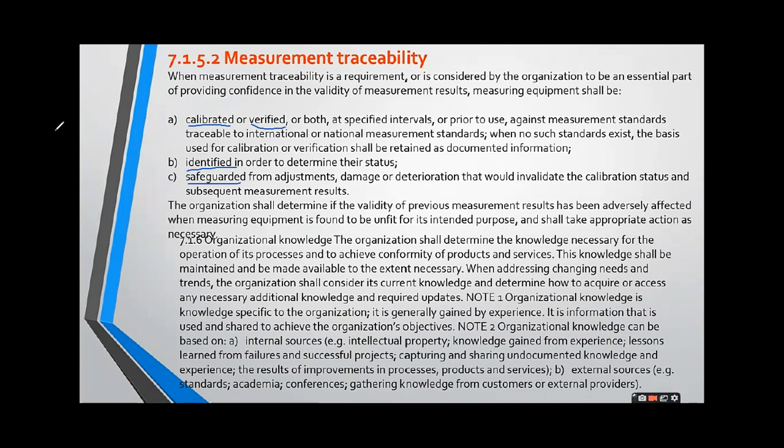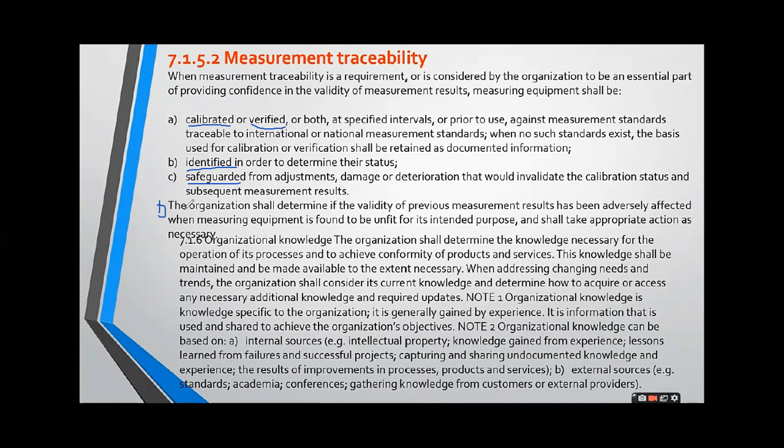Okay, I forgot to write the D here. Actually, this part is D, and the D part is adverse impact and action. So if a malfunction is discovered in the equipment, the organization must assess whether the previous measurements were affected or not, because they must then take the appropriate corrective action, such as remeasuring or notifying the affected parties.